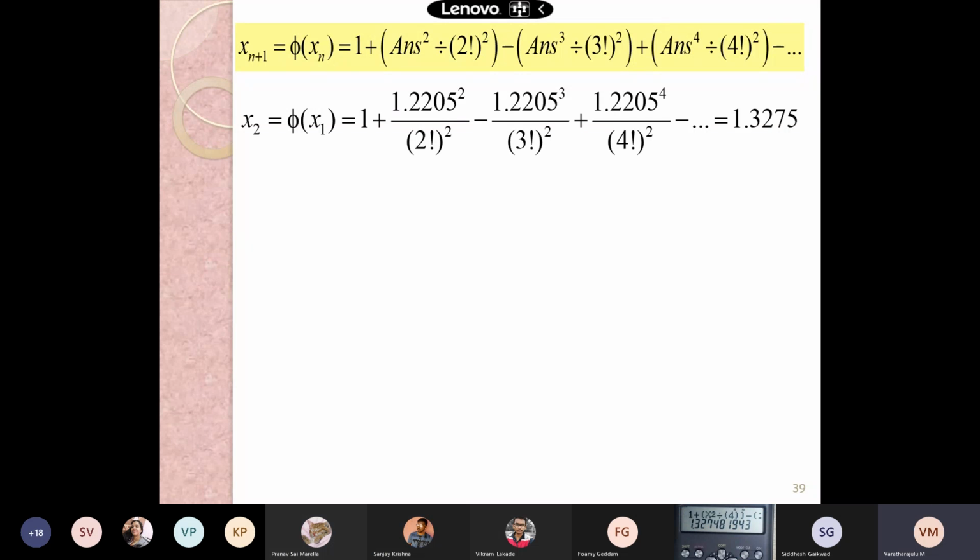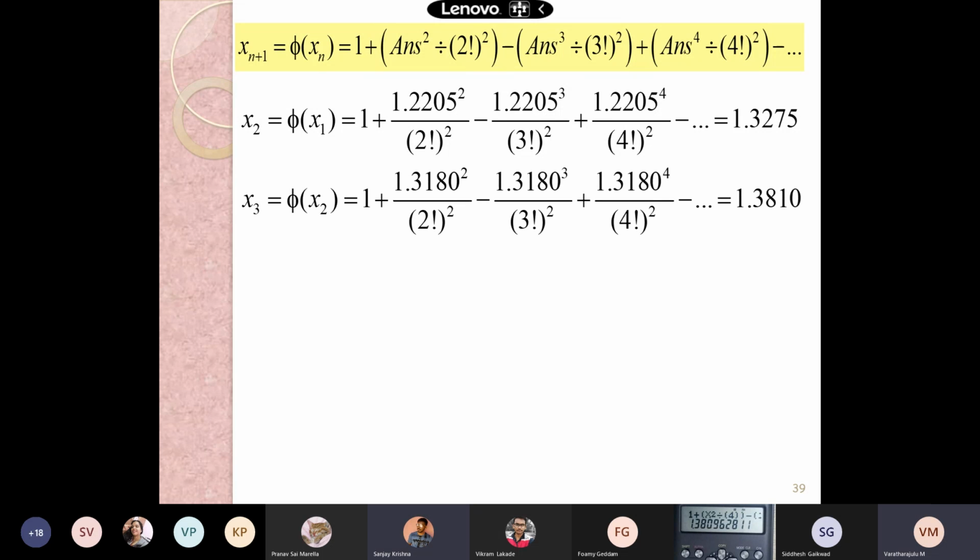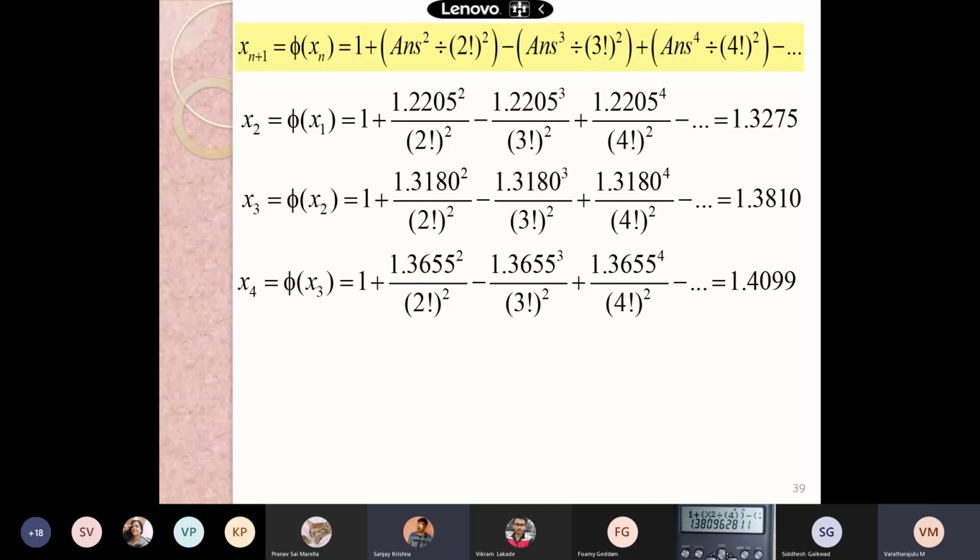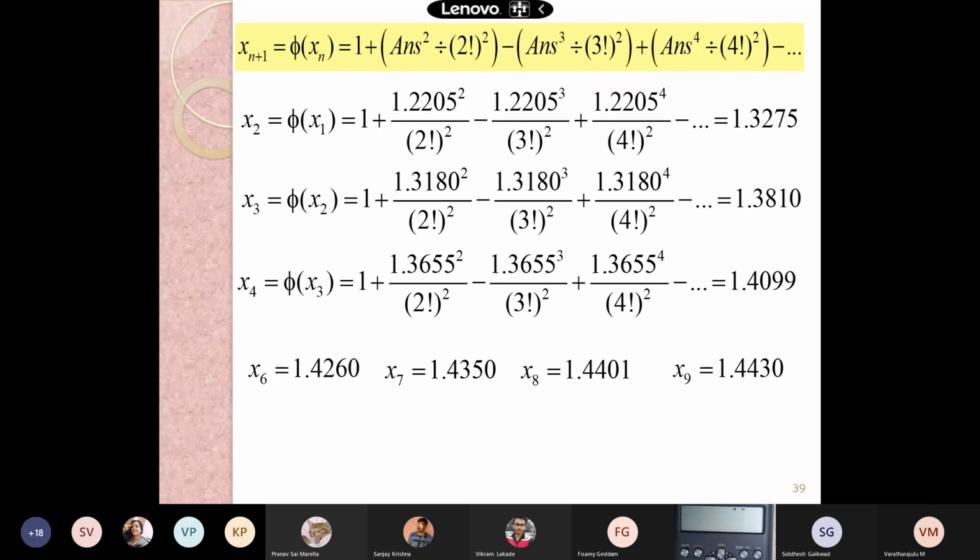Again, 1.3810, sir. Very good. Then 1.4099, sir. Very good. Then 1.4260. Of course, continue. Yes. Again, 1.4350. Yes. Then 1.4401. Very good. Then 1.4430. Then 1.4446. Yes.